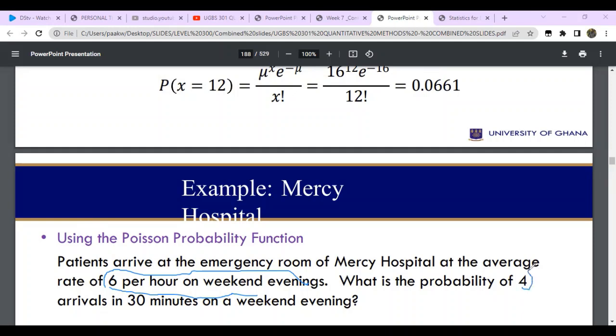What is the probability of 4 arrivals? So our X becomes what? 4. In 30 minutes. Here the T is what? 30 minutes time on a weekend evening. So normally, if it is in minutes, we convert it to hours, because the lambda here is 6 per hour. Converting the rate into minutes would be tedious work. So you just convert the 30 minutes to hours, which gives you 0.5 hour. You get it?